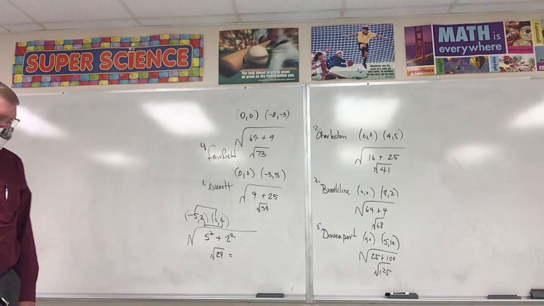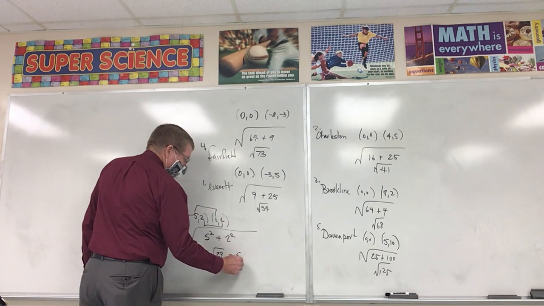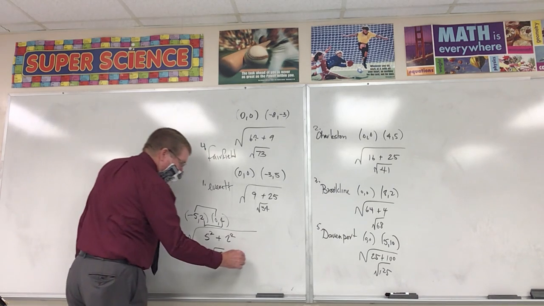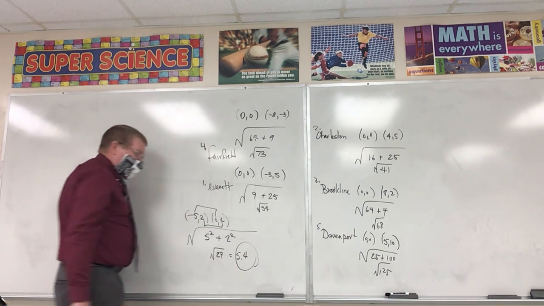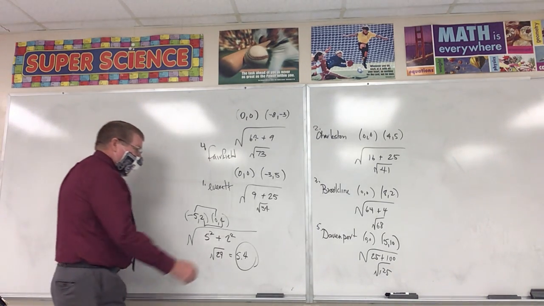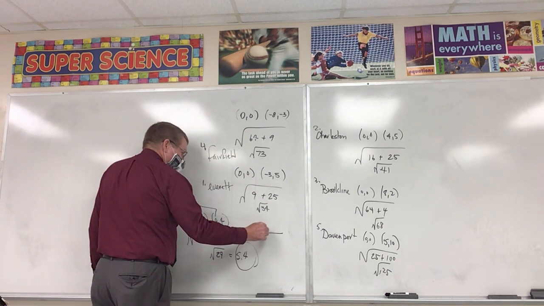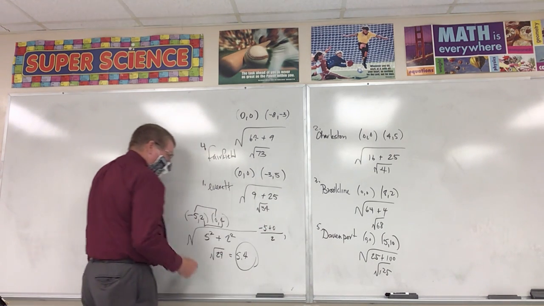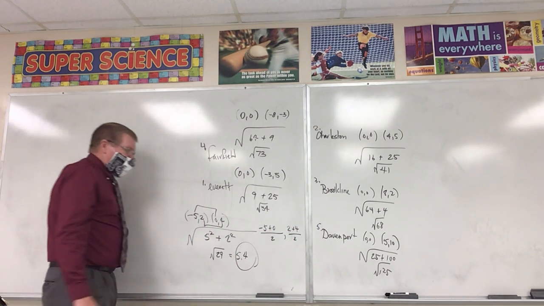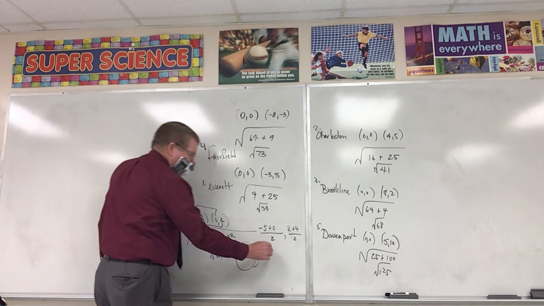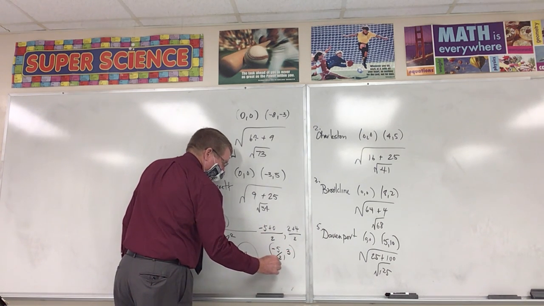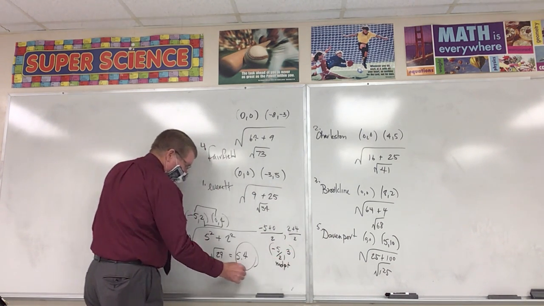Square root of 29 is 5 and what? 5.4. We're going to estimate to the nearest tenth. That is the distance. Then to find the midpoint, again we're going to add the x's. Negative 5 plus 0 divided by 2. Add the y's. 2 plus 4 divided by 2. We get negative 5 over 2. And we get 3. That is my midpoint. This is my distance.